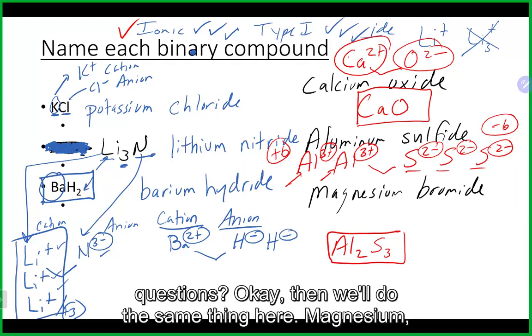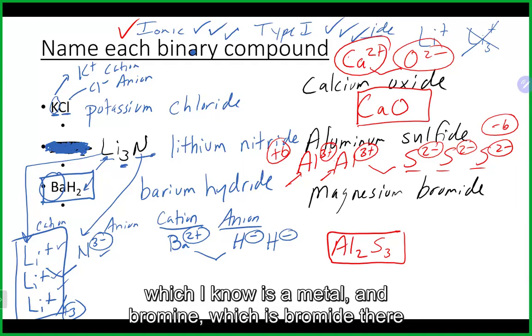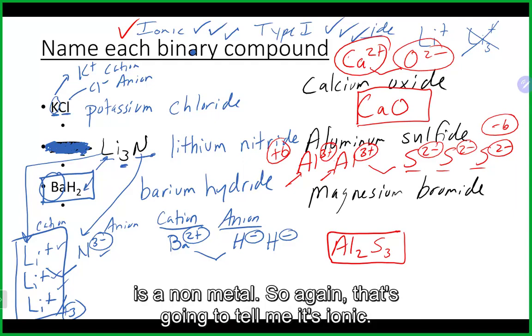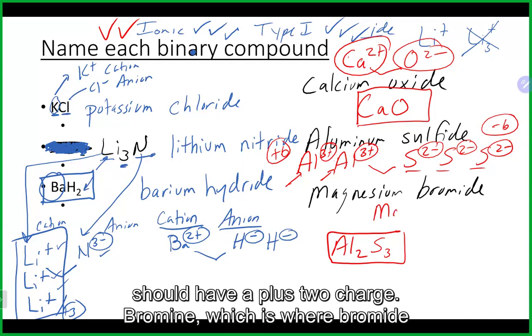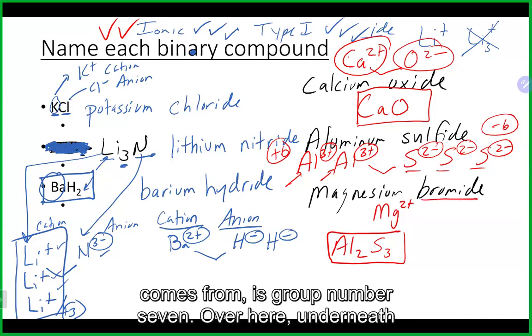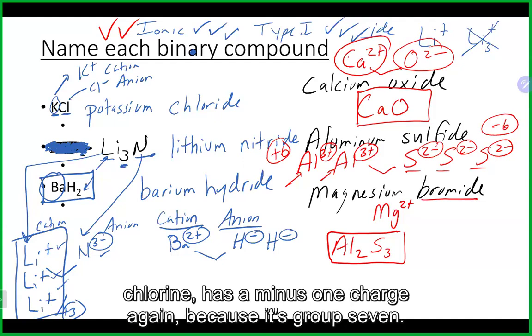Okay, then we'll do the same thing here. Magnesium, which I know is a metal, and bromine, which is bromide there, is a nonmetal. So again, that's going to tell me it's ionic. Once again, magnesium is group number 2, Mg, which means it should have a +2 charge. Bromine, which is where bromide comes from, is group number 7 over here, underneath chlorine. It has a -1 charge, again, because it's group 7.